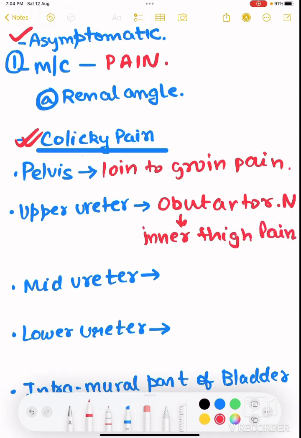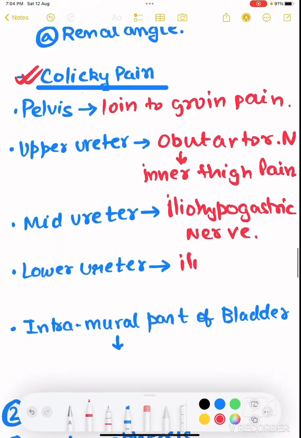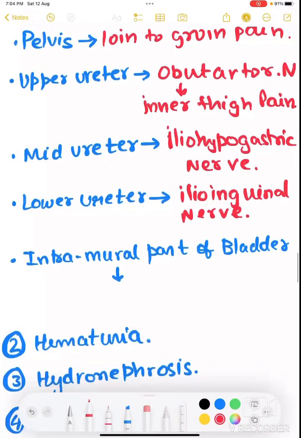If the stone is impacted in the mid ureter, it will cause irritation of the iliohypogastric nerve. And if it is in the lower ureter, it will cause referred pain through the ilioinguinal nerve. Not very important, but is important. Intramural, if the stone is impacted in the intramural part of the bladder, it will cause strangury.